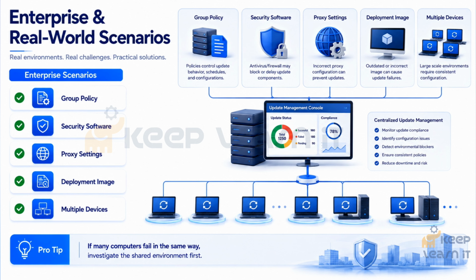In enterprise environments, Windows Update failures are not always caused by the operating system itself. Group policy settings, endpoint security software, update management platforms, network proxy configurations, or deployment images can all influence the update process. If multiple computers experience the same problem, investigate what they have in common. Compare a working computer with an affected one to identify differences in policies, installed software, or security configurations. Looking for patterns across devices often leads to the root cause much faster than troubleshooting each computer individually.